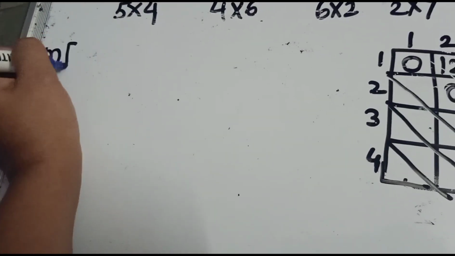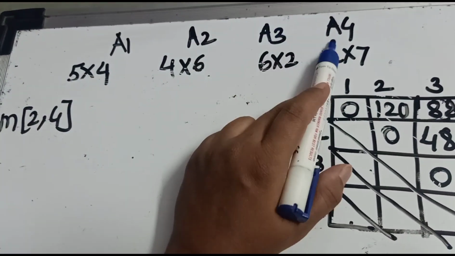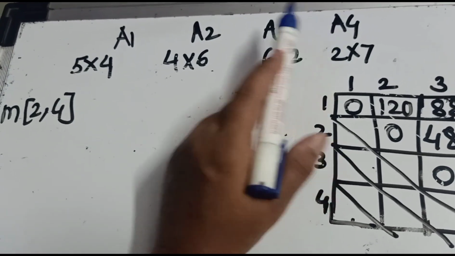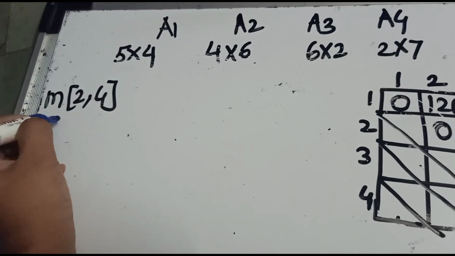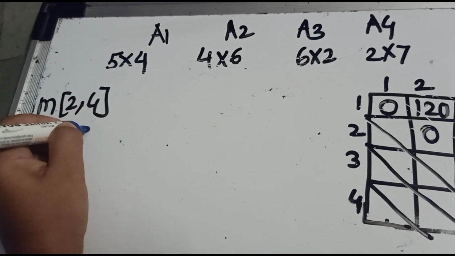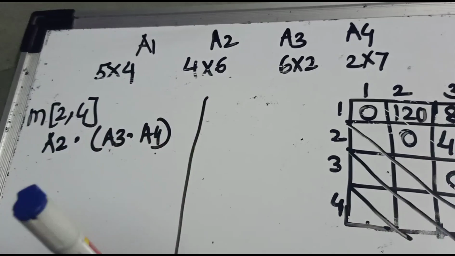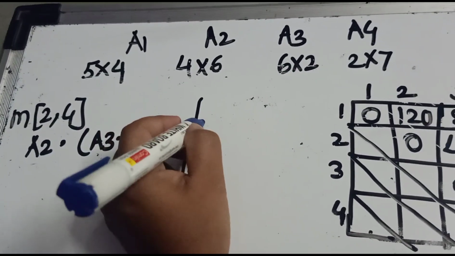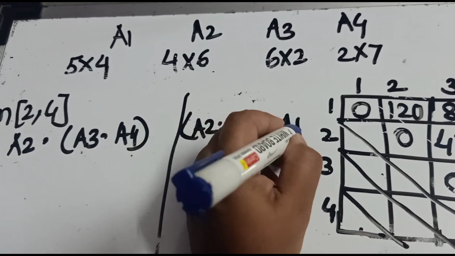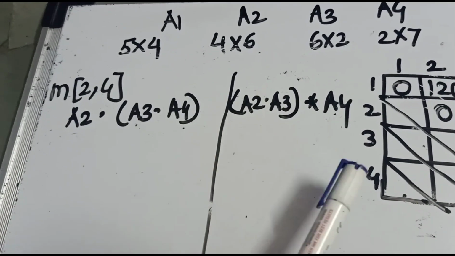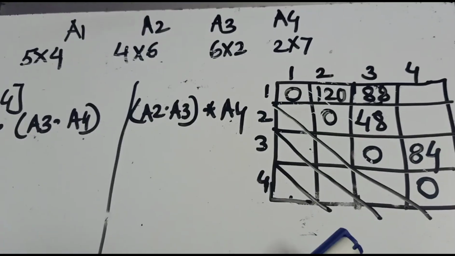So we will find M of 2 comma 4. Again, A2, A3, A4, three matrices are there, which means there is more than one possibility. There are actually two possibilities. Either you take A2 and then take the result of A3 and A4 multiplication, or you multiply A2 and A3 first and then multiply the complete result with A4. Whichever result is minimum, we are going to choose and update our table accordingly.